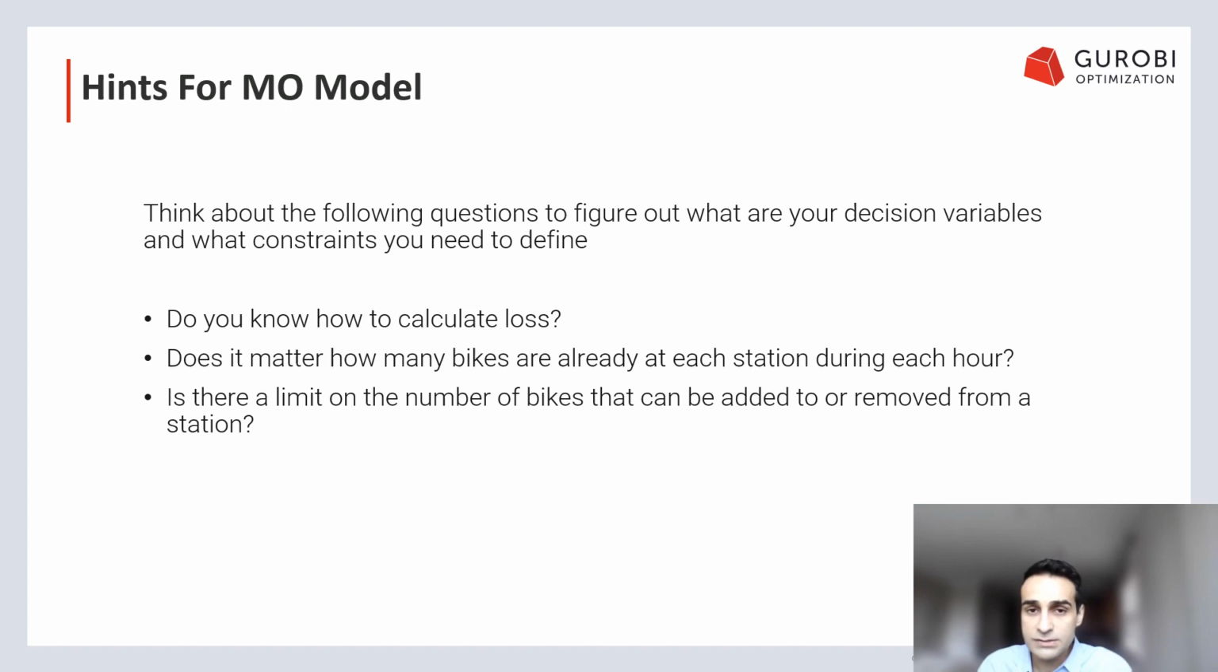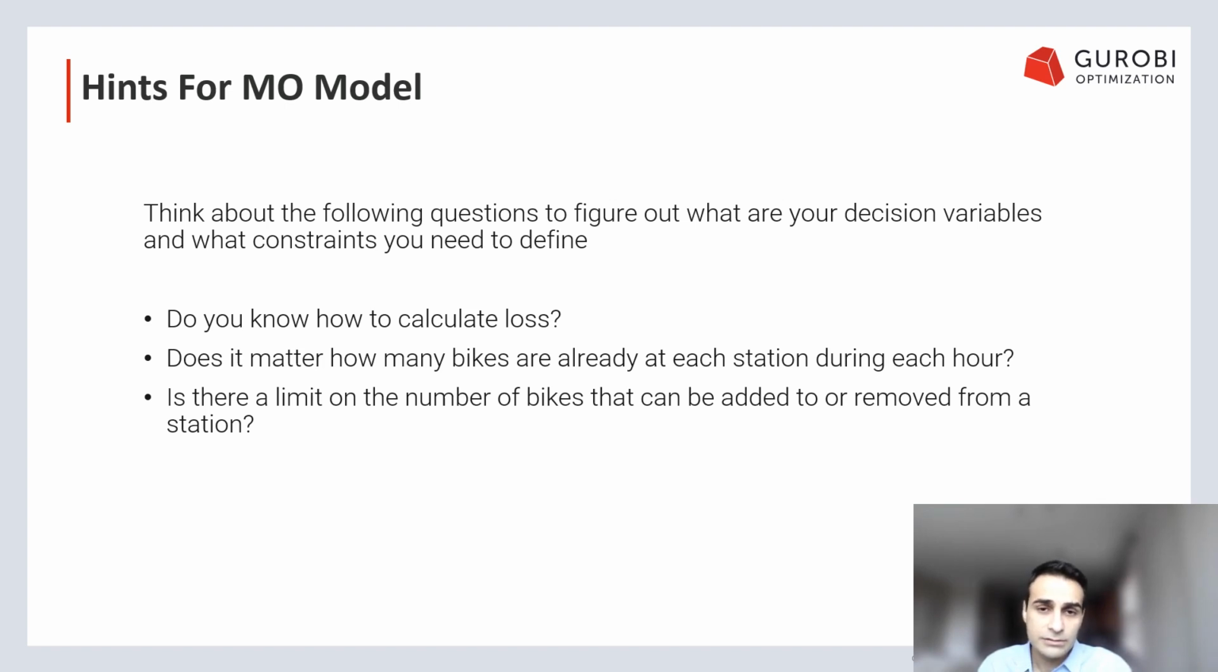To understand what other decision variables or constraints you should have, think about these questions on the slide. How do you define loss? Is there a relation between loss and the number of bikes that start their journey or end their journey at a location? Is there a relation between loss and the number of bikes that we add or remove from a station? What else? Is there a limit, whether on the higher end, the maximum, or on the lower end, the minimum, for the number of bikes that we can add or remove from a station?